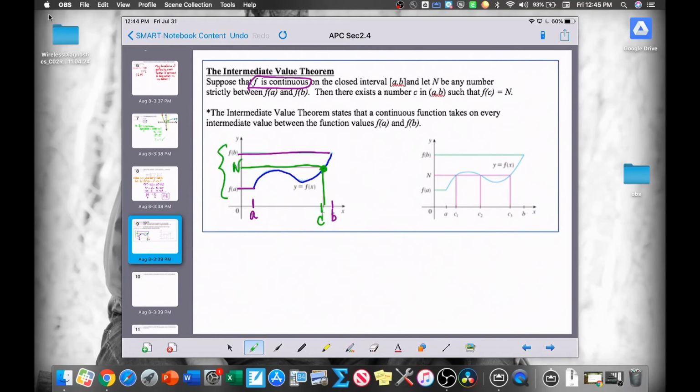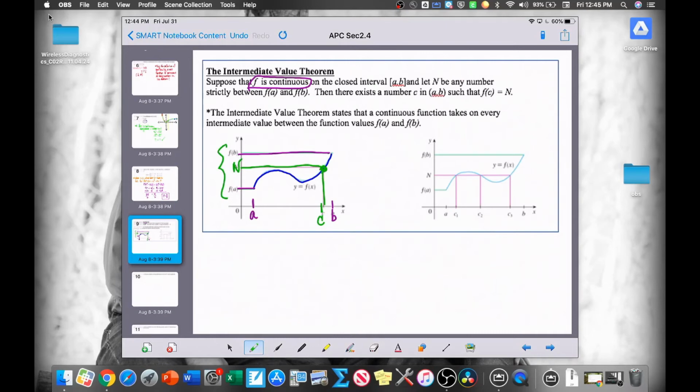If the function is continuous, there has to be a value c that produces an output of n, and n has to live somewhere between the output that you get when you plug in a and the output that you get when you plug in b. And you can see that in the picture.